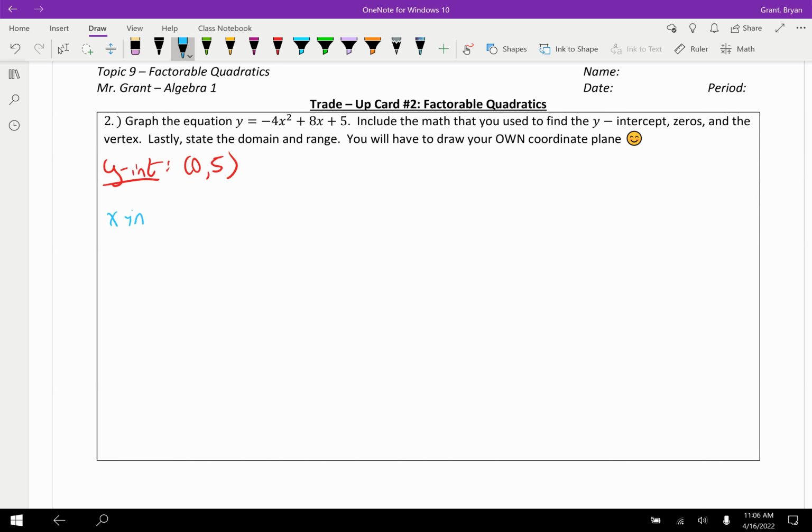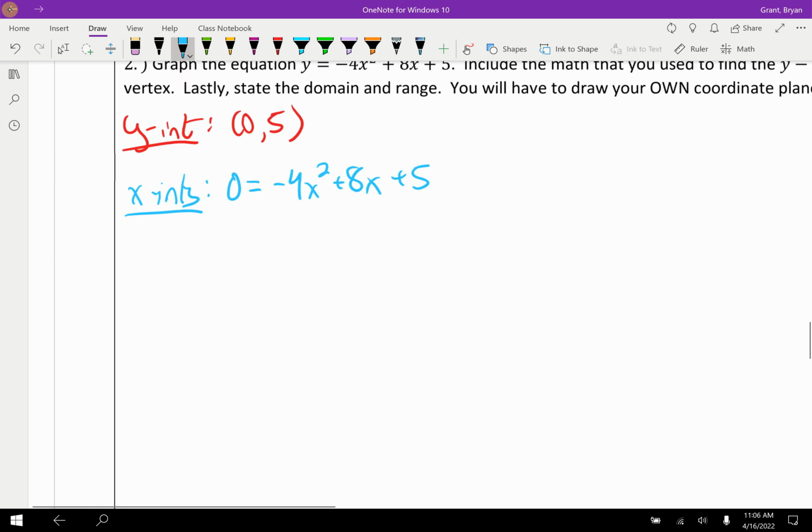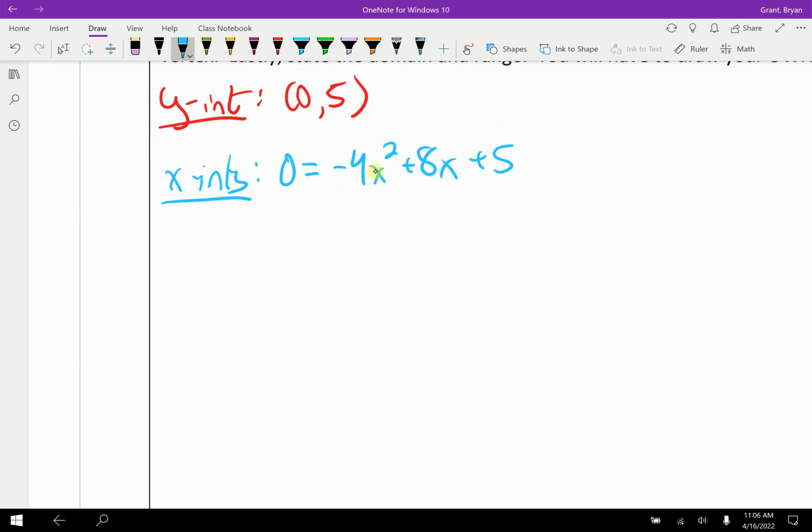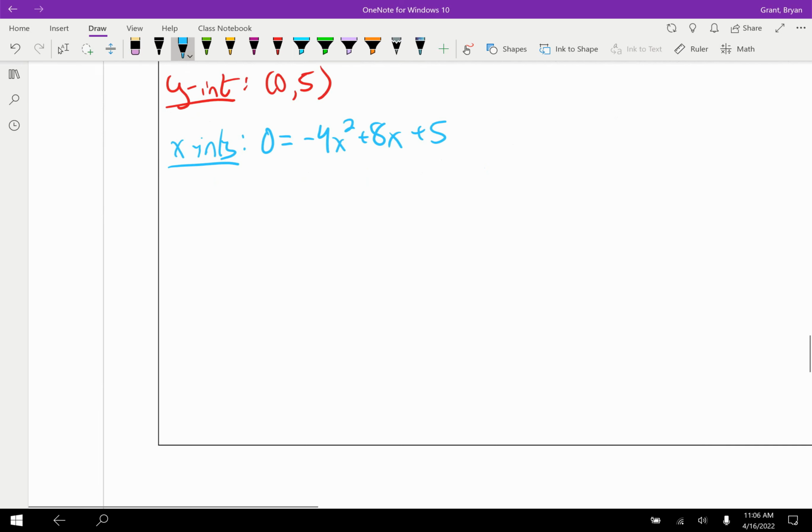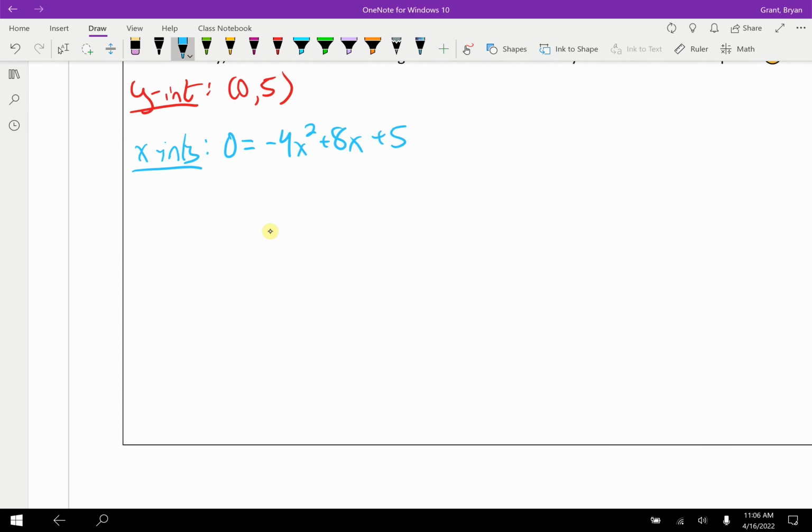X-intercepts. This one we might need a little bit more room for, because when we set y to 0, I might notice that there is a number in front of x squared that is not 1. And, unfortunately, you also might notice that there is nothing common to all three. So let's hit that box method. Okay, box-wise, let's try to save enough space over here. We know this will be -4x squared, and we also know that this will be +5.